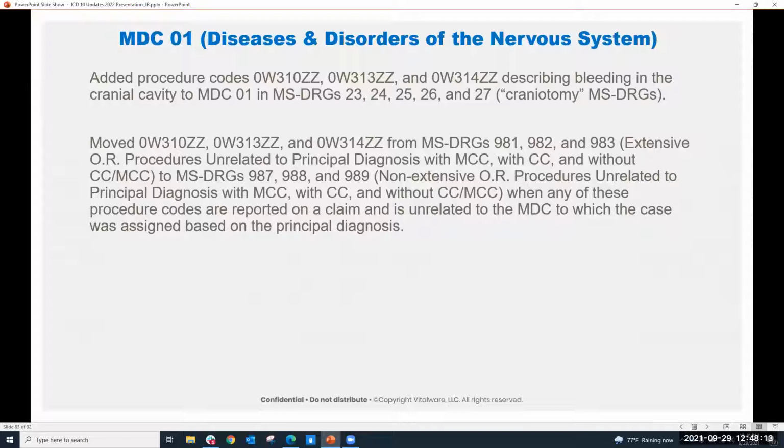All right, so MDC-01, this is diseases and disorders of the nervous system. They added 3 procedure codes describing bleeding in the cranial cavity, and they added those to this MDC-01 in multiple DRGs. They also moved these 3 procedures, extensive OR procedure, unrelated to principal diagnosis, to non-extensive. And remember that these DRGs are only cases where the procedure codes are not related to the principal diagnosis.